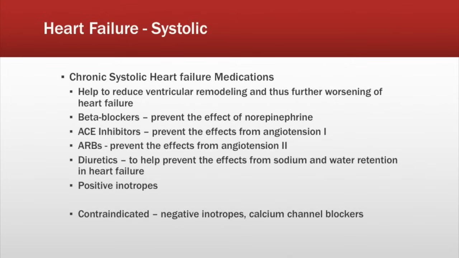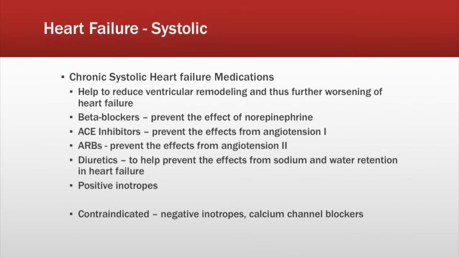And you're going to use angiotensin converting enzyme inhibitors. This prevents the effects from angiotensin 1, which is eventually going to be converted into angiotensin 2. That's why we can give the ARB drugs, the angiotensin receptor blockers, and these prevent the effects from angiotensin 2. You can also give diuretics, and these help prevent the effects from sodium-water retention in heart failure.